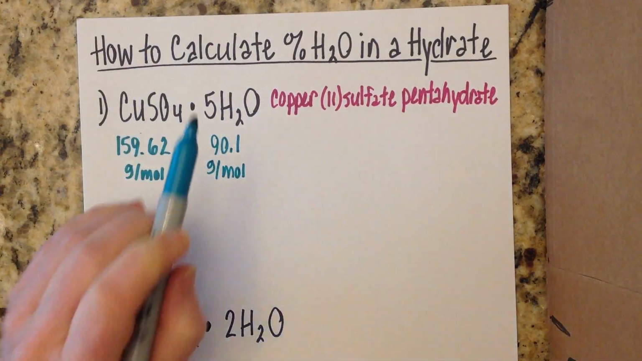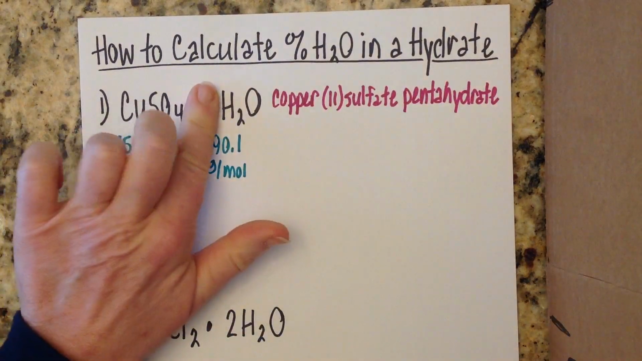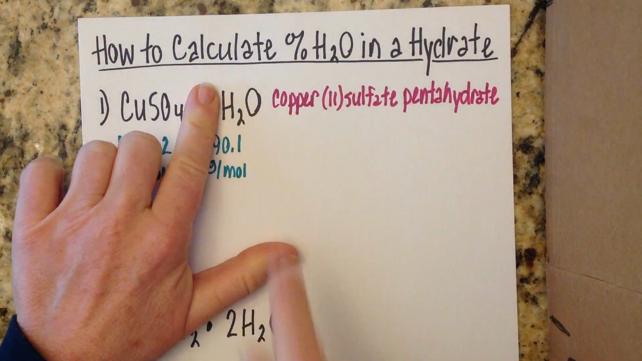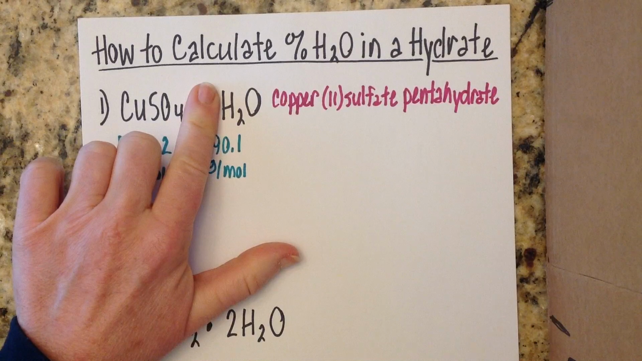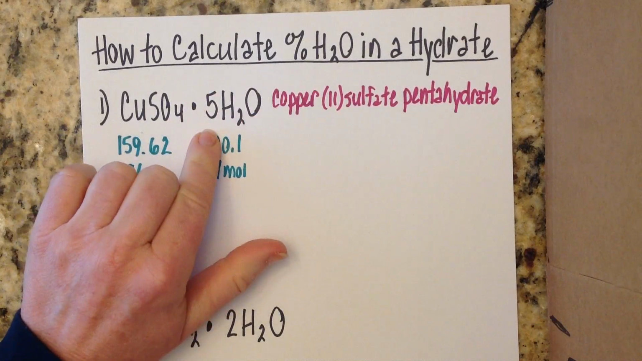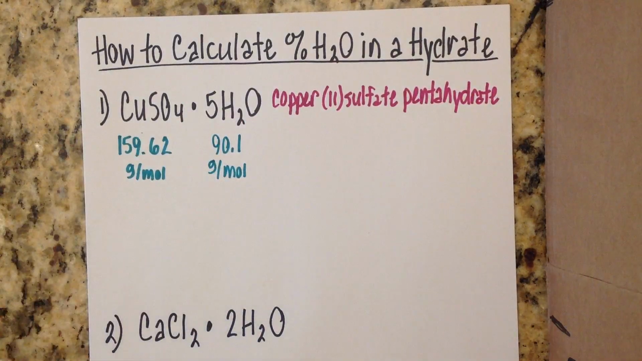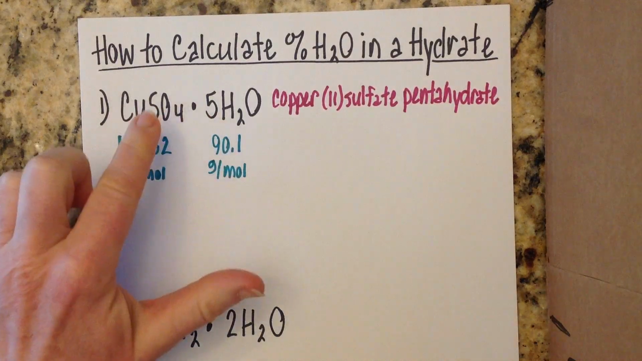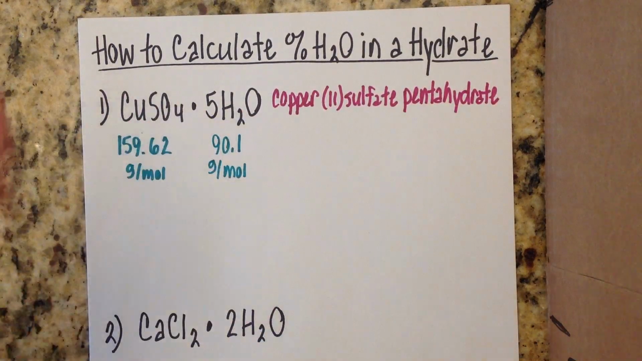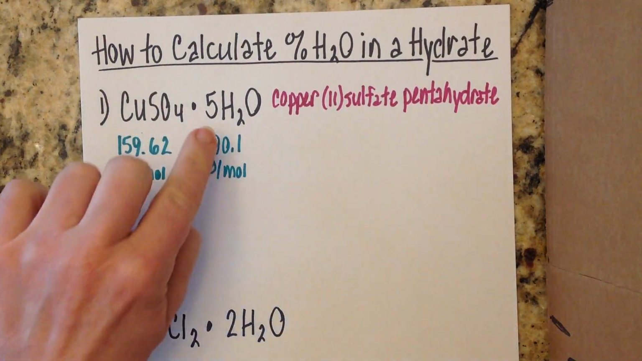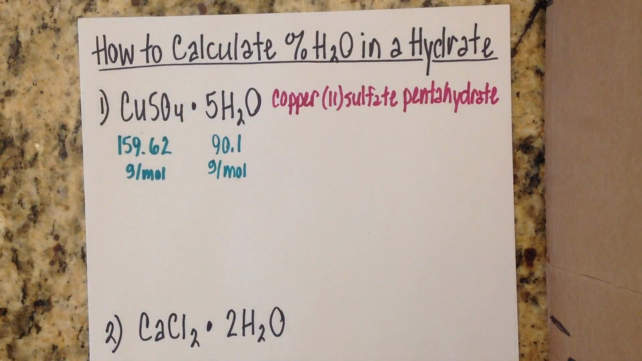Now again, that 18.02 came from the fact that 2 hydrogens plus 1 oxygen is 18.02. If you know that, it's super simple to multiply it by 5. You could have said 1.01 times 10 and then 16.0 times 5 and added it together, but if you just multiply by 18.02, that saves you some time.